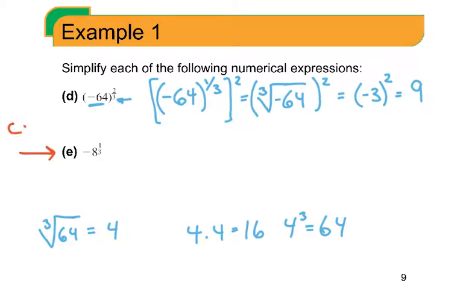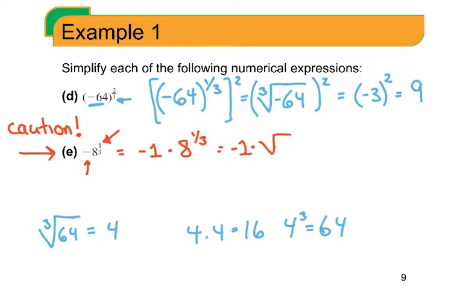This one is tricky. What do we do first? We do exponents before multiplication. So this is negative 1 times 8 to the 1/3 power, which means it's negative 1 times the cube root of 8, which is negative 1 times 2, which is negative 2. You see the difference there? We had parentheses here. We did not have parentheses in part E.